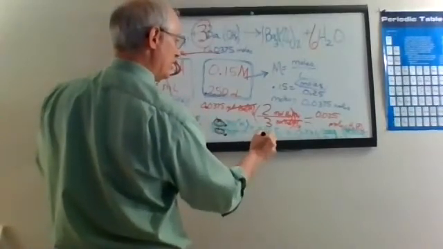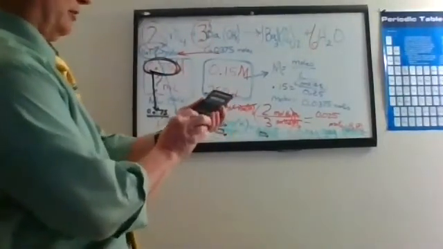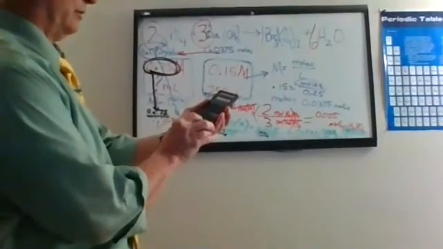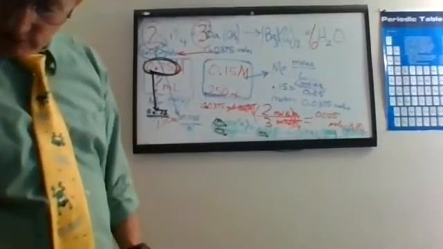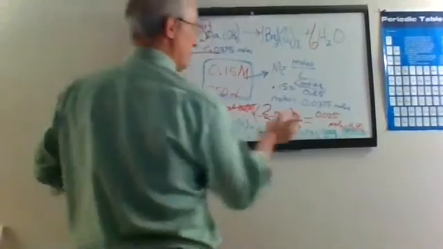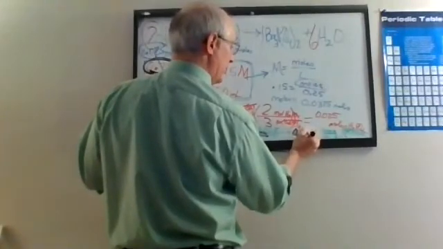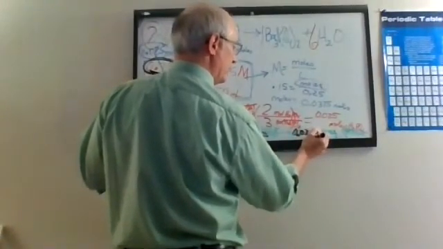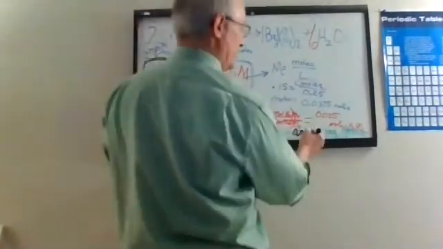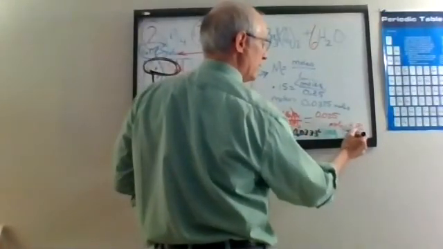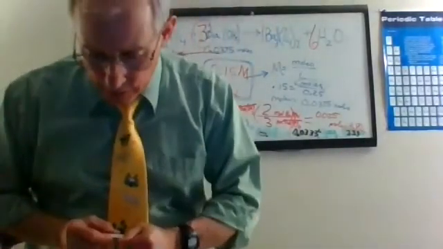You're going to divide both sides by 0.75. Now, 0.025 divided by 0.75 is 0.0333. 0.0333 liters times 1,000 gives me 33.3 milliliters, and that's exactly what they said I'm supposed to get.